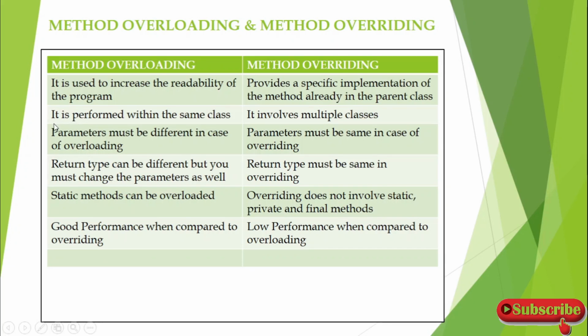Overloading is performed within the same class; its scope is only inside the same class. But overriding is relevant to inheritance, so it involves multiple classes. Parameters must be different in the case of overloading. Parameters definitely should be different, otherwise it will throw a duplicate method error since it is in the same class. In overriding, parameters must be the same. Since they are in different classes, it will not throw any error, but let's see how it gets overridden.